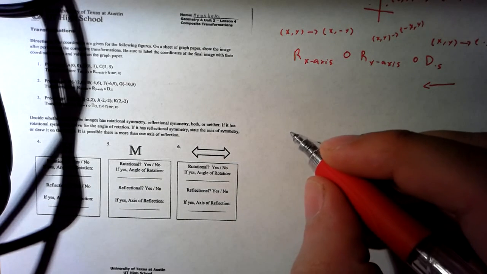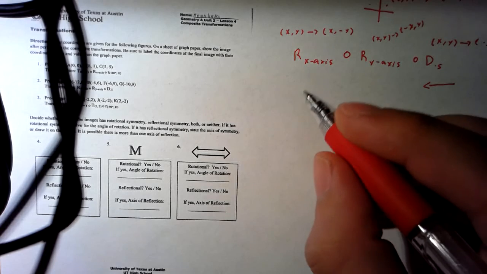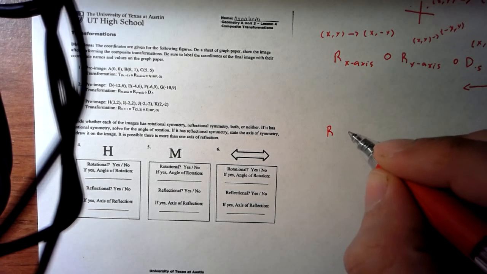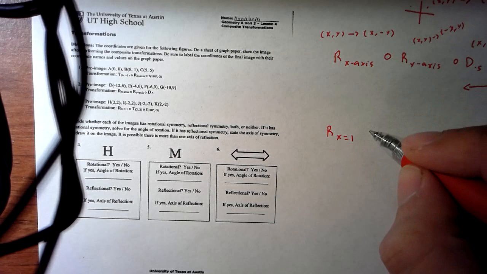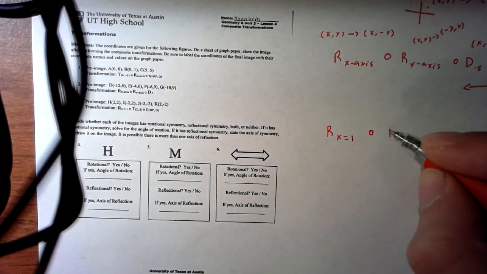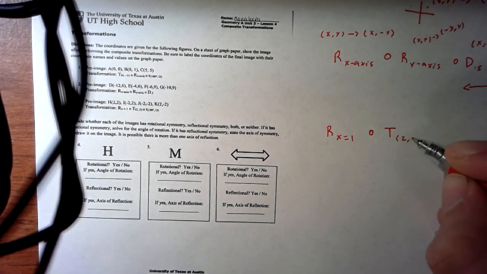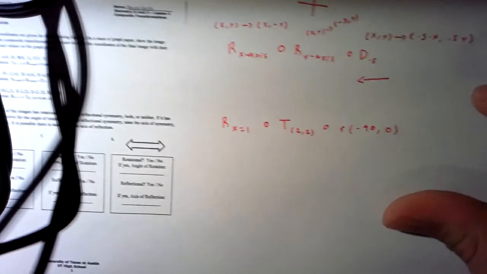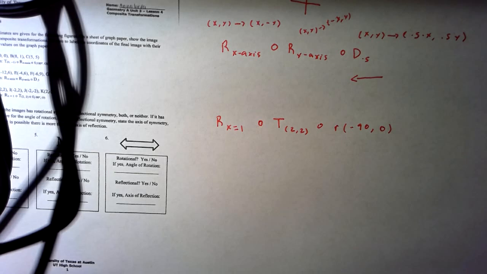So for number 3 we have, just so that this makes sense, R. So this is a reflection across the line x equals 1. Put a circle, of course, and then this is a translation to the right 2 units and up 2 units. And then the last one here is a rotation of negative 90 degrees about the origin. So here I'm just explaining what the notation means.